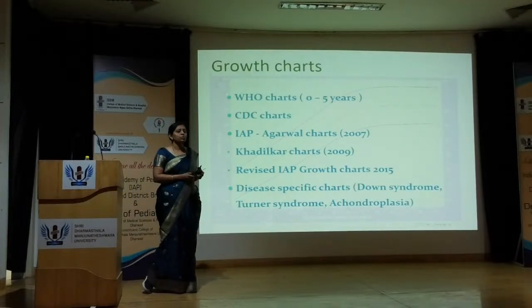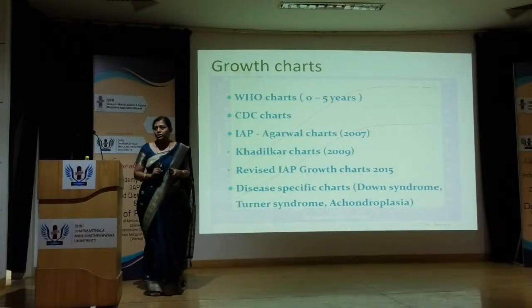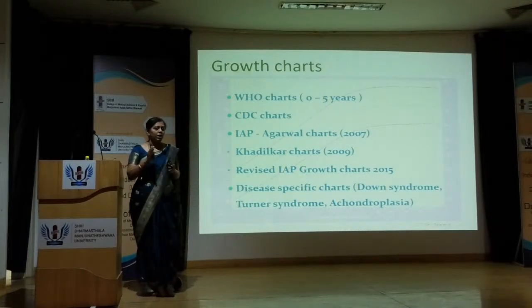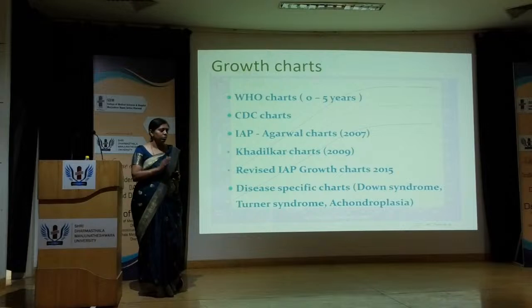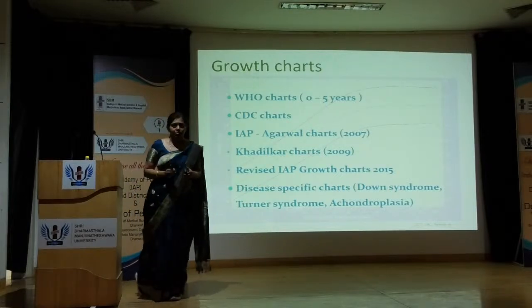But if someone wants to correlate with their genetic potential, we can use the IAP growth charts from 2 years onwards. But otherwise, if you want to monitor the child, you can use WHO till we get the Indian specific growth charts for 0 to 5 years.